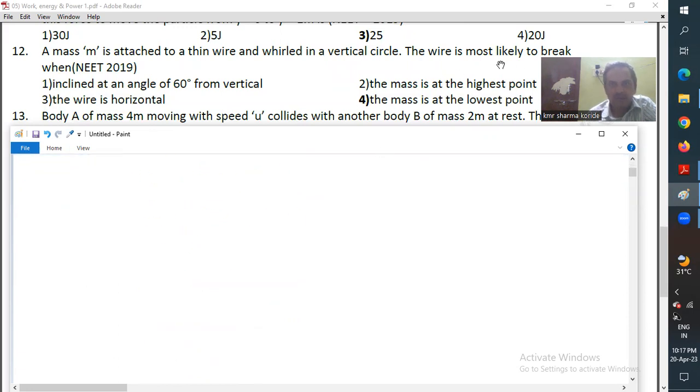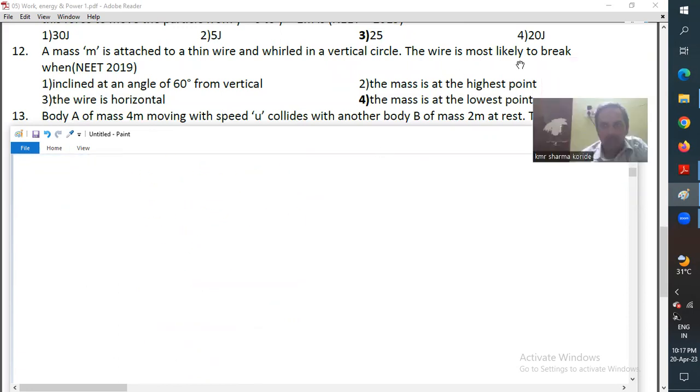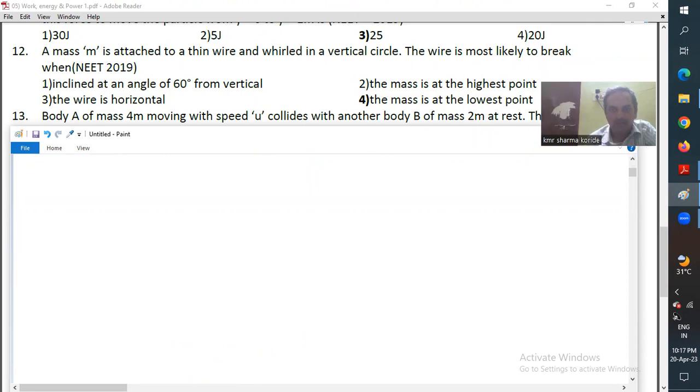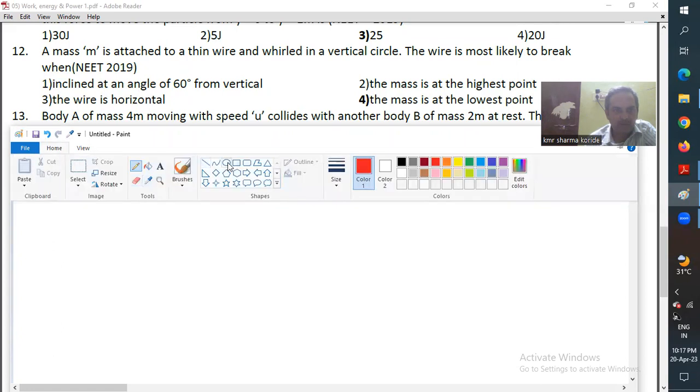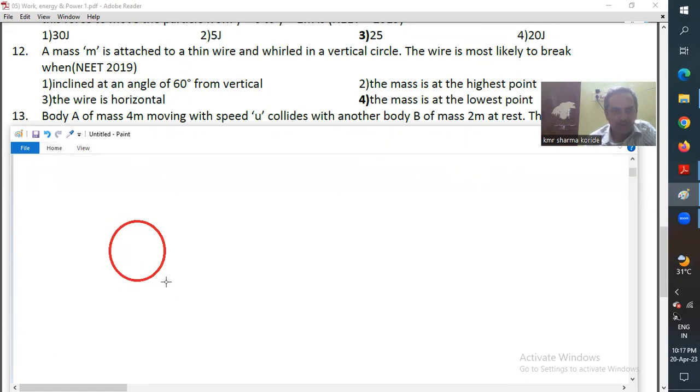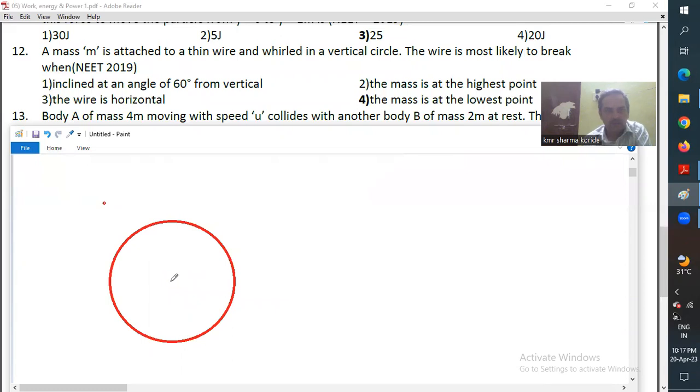Part of the answer is covered in the previous video. The mass M is attached to a thin wire which is whirled in a vertical circle. The wire is most likely to break when? So during the vertical circular motion, at which point does the wire break? This is the question here. So this is once again a vertical circle from the center.